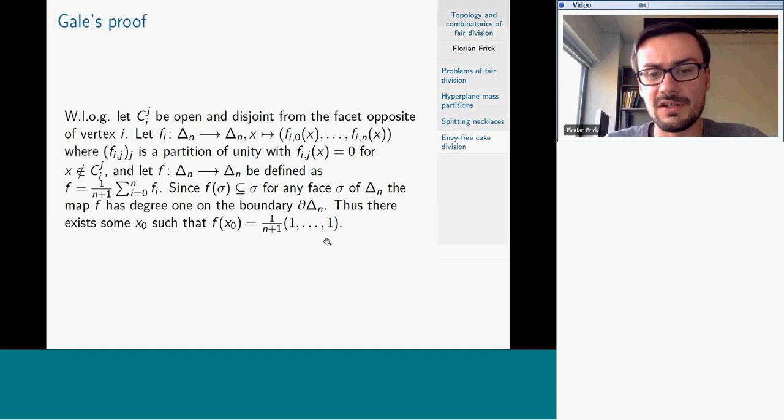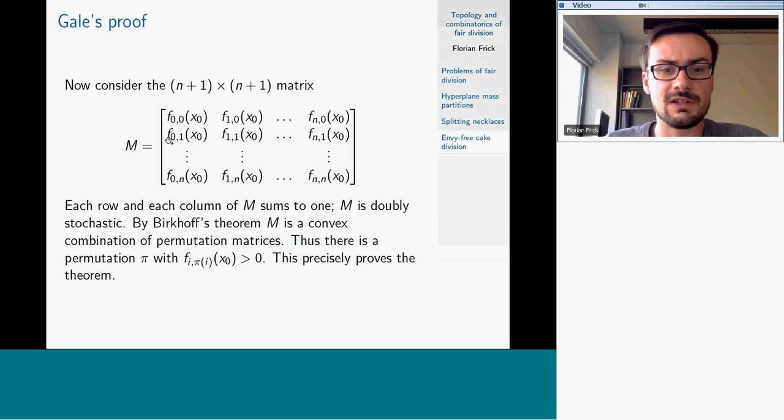And right at the point where it hits the barycenter, you write your partitions of unity into a matrix. Since these columns are partitions of unity, they sum to 1. And at the point x naught, the rows also sum to 1. So this here is doubly stochastic.